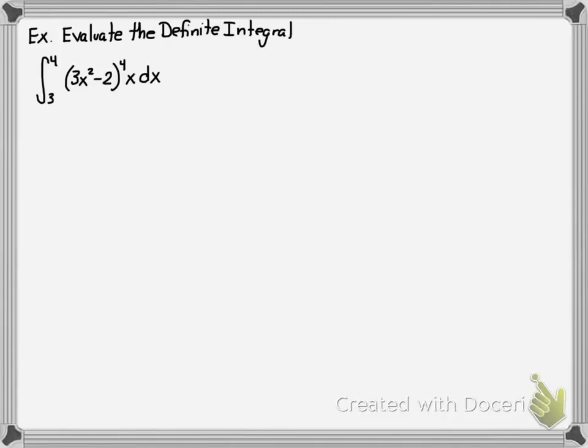In this part of the video, we're going to look at an example where we are asked to evaluate the definite integral, the integral from 3 to 4 of (3x squared minus 2) raised to the fourth times x dx. Okay, so this is a definite integral, and anytime I want to evaluate a definite integral, the first thing I do is ignore the bounds and look at the indefinite integral. So I have the integral of (3x squared minus 2) raised to the fourth times x dx.